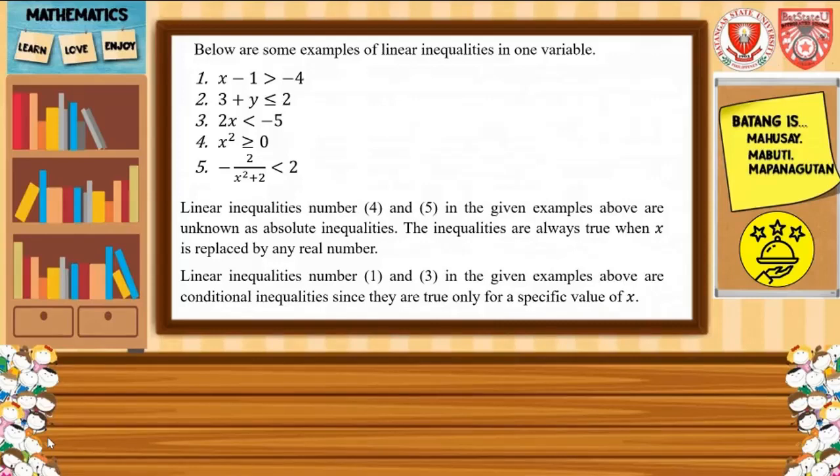Inequalities number 2 and number 5 in the given examples above are known as absolute inequalities. These inequalities are true when the variable is replaced by any real number. Inequalities number 1 and 3 are conditional inequalities, since they are true only when we have a specific value of the variable x.